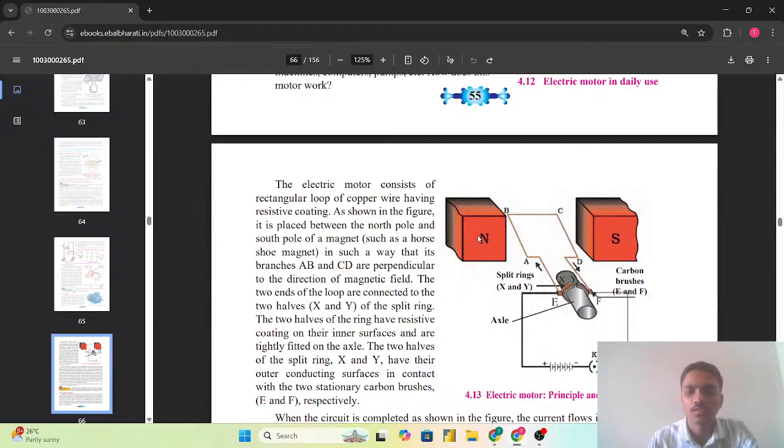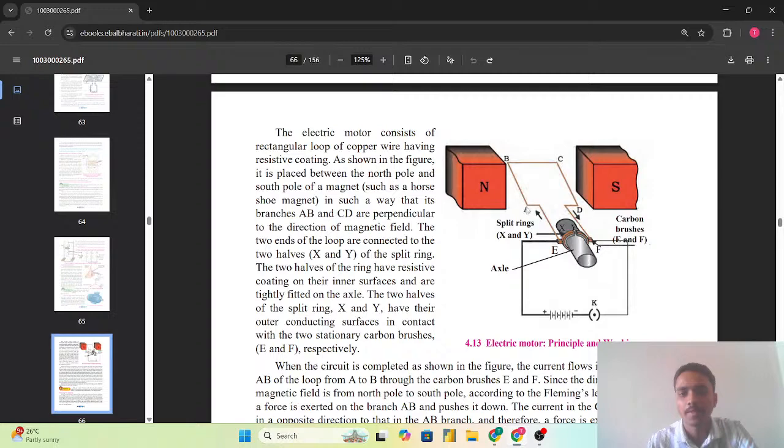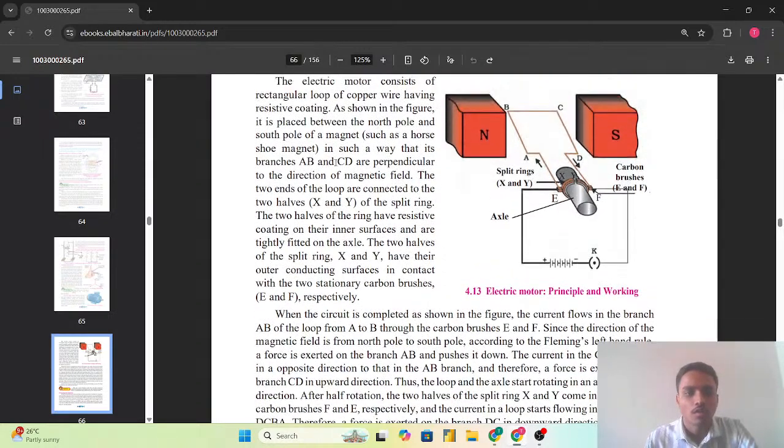So we have taken here the north and the south pole of a magnet, and we have taken one rectangular coil, which is named ABCD here. The two ends of the loop are connected to the two halves, that is X and Y, of the split ring. So here you can see the split ring. X and Y, the two halves of that split ring, are connected to the rectangular coil.